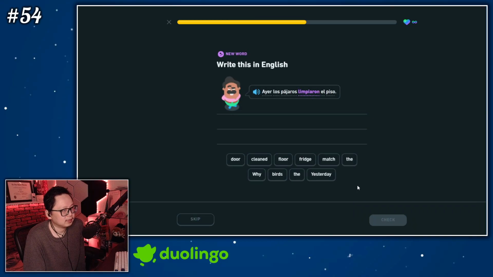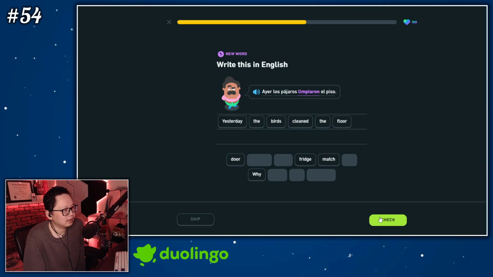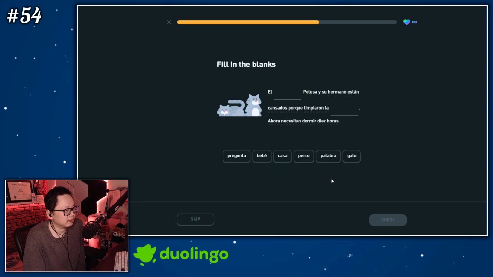Ayer los pájaros limpiaron el piso. What is with these? Okay. Piso. What's up with these animals doing all this? El gato. ¿Eh? El gato Pelusa y su hermano están cansados porque limpiaron la casa. Ahora necesitan dormir 10 horas. Gato. Casa. Are we talking about cats still?